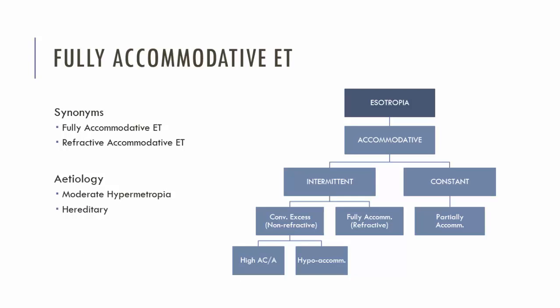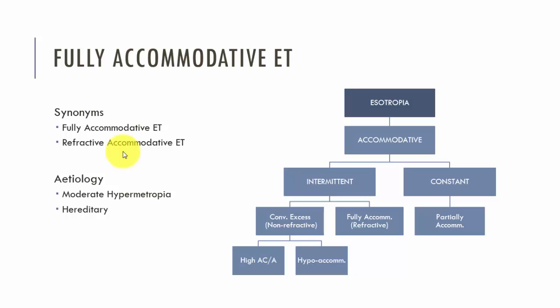So in terms of that flowchart we looked at earlier, what we're discussing is patients who have an esotropia that's accommodative and intermittent. And we're specifically talking in this video about the fully accommodative esotropia. Another term utilised for fully accommodative esotropia is refractive accommodative esotropia. They mean exactly the same thing.